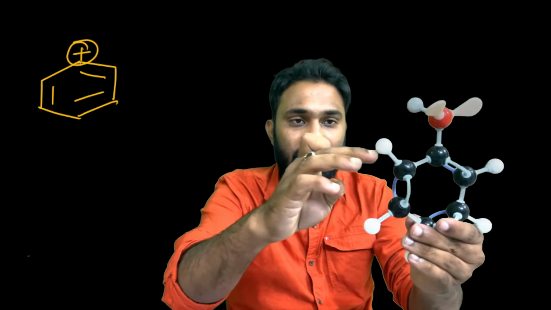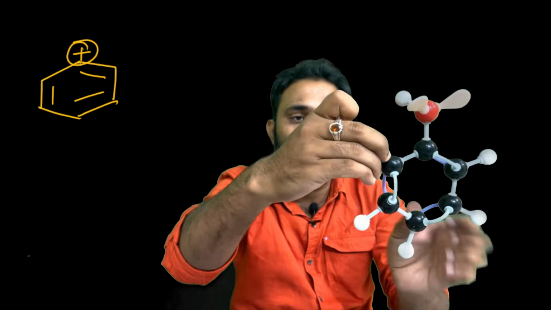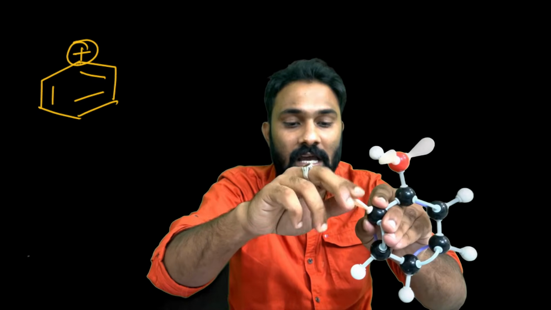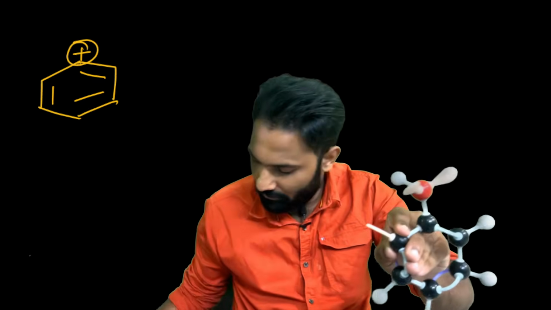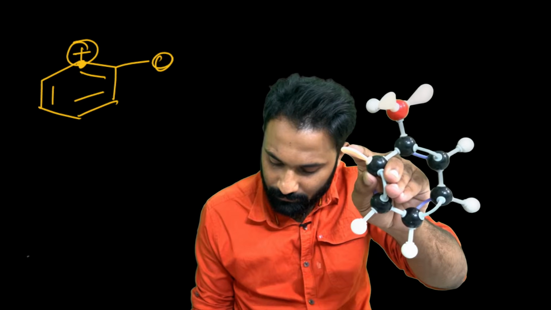Now, for this benzene, the cation it has got is by the loss of a sigma bond pair of electrons. This sigma bond pair of electrons it has lost. Now this is an empty orbital, the empty orbital of this carbon.